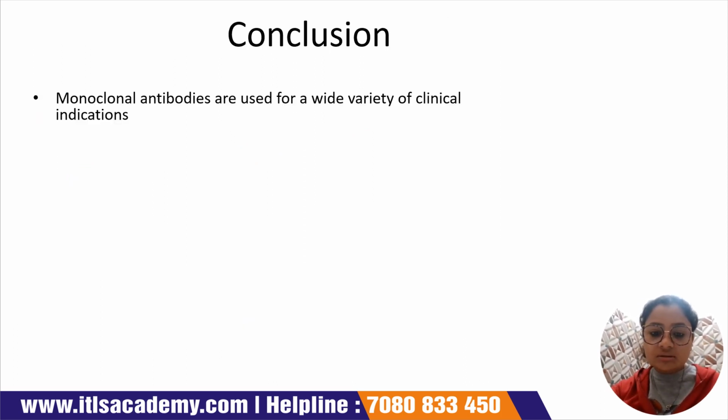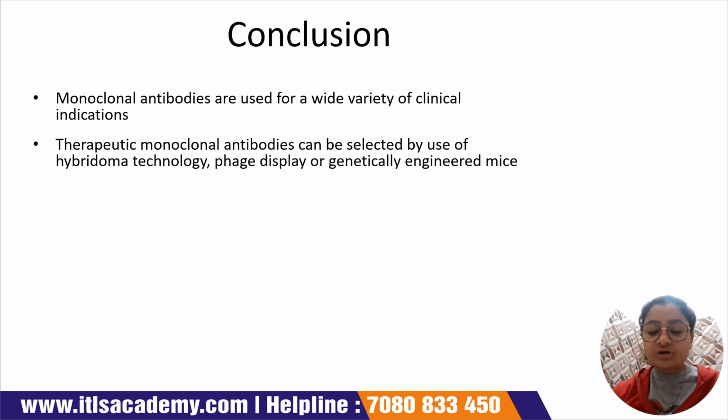So lastly, coming to the conclusion. These monoclonal antibodies are used for a wide variety of clinical indications. As I have already talked about, different cardiovascular issues, different autoimmune disorders, then conditions like osteoporosis, cystic fibrosis, these monoclonal antibodies can be of huge help. These therapeutic monoclonal antibodies can be selected by use of hybridoma technology, phage display or genetically engineered mice, as I already explained through the previous slides.